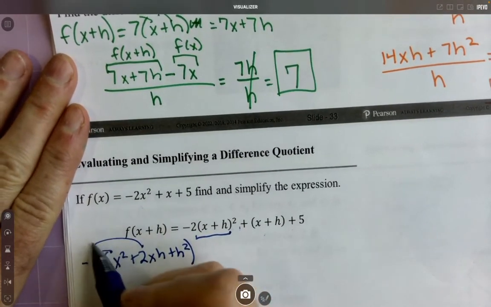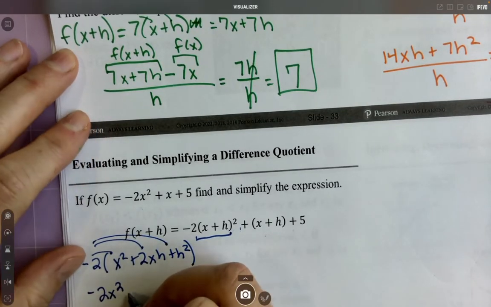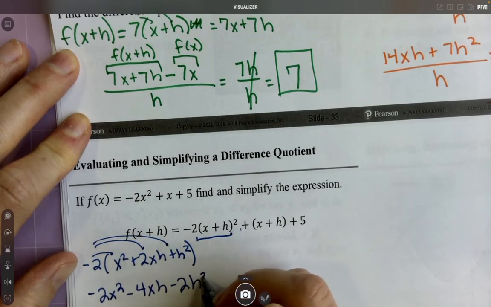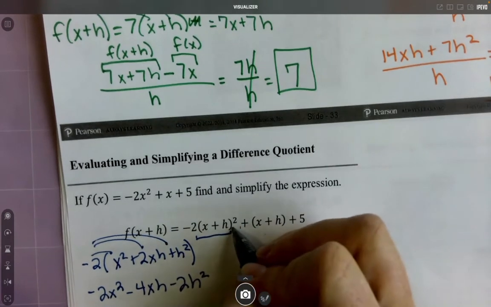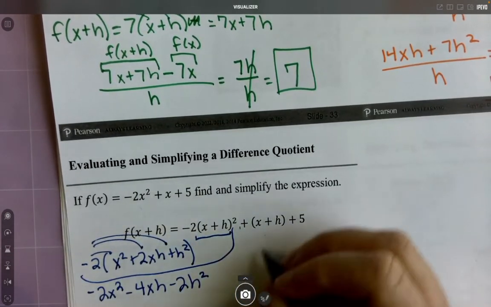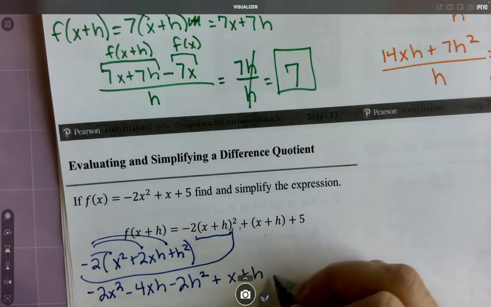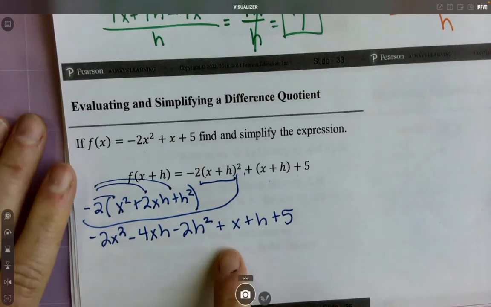Go ahead and distribute that. So it's negative 2x squared minus 4xh minus 2h squared. All right, so that's this part. Okay, I'm just going to carry everything else down. Plus x plus h plus 5.